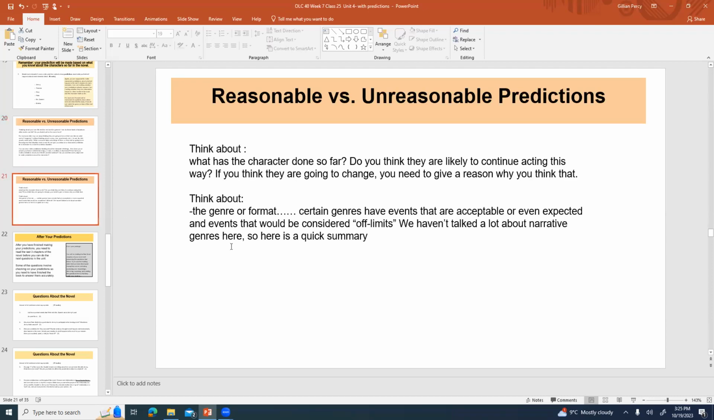You can also think about, what has the character done so far? Do you think they are likely to continue acting this way? If you think they're going to change, you need to give a reason why you think that they're going to change. Okay. Think about the genre or the format.